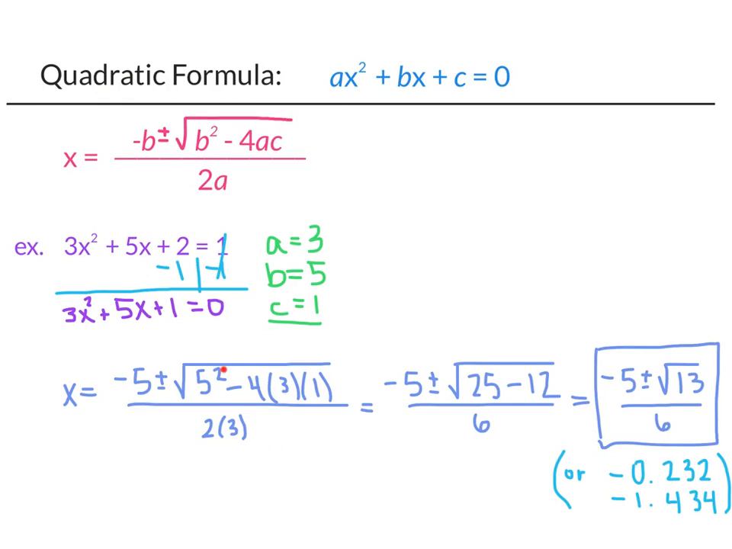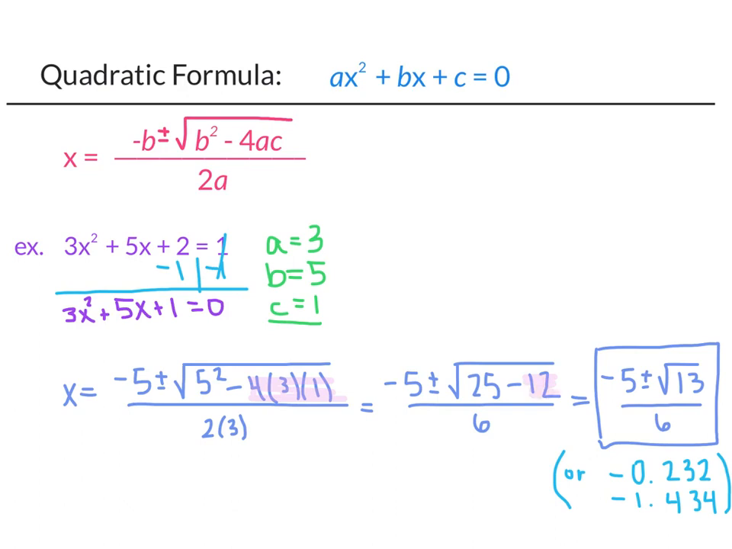I got this, and I did a little bit of simplifying. 5 squared is where I got this 25. 2 times 3, that's where I got this 6. Now this is always the part that I think people get wrong. So I took a look at this right here, 4 times 3 times 1, and that's how I came up with that 12.